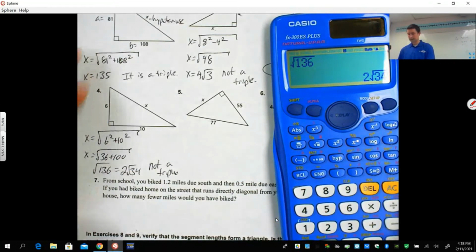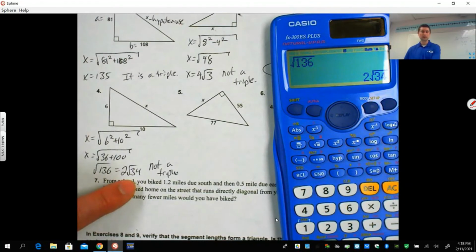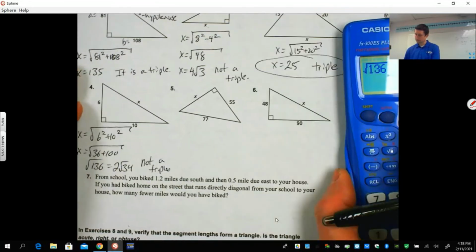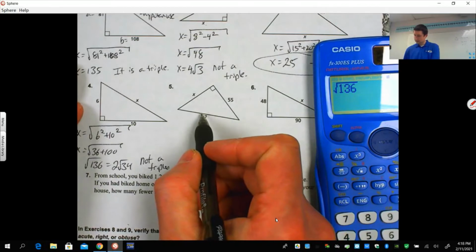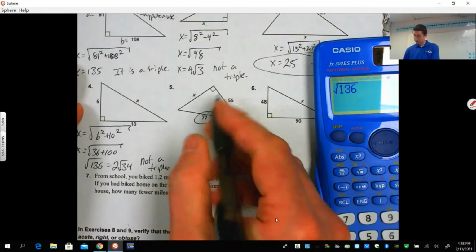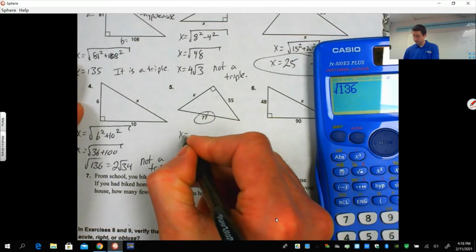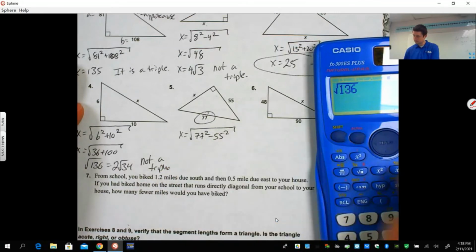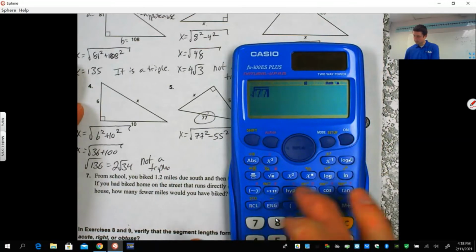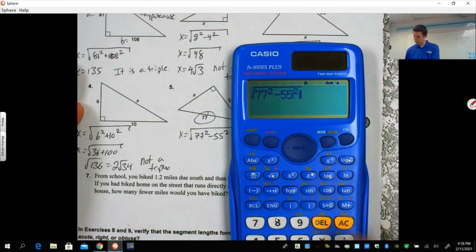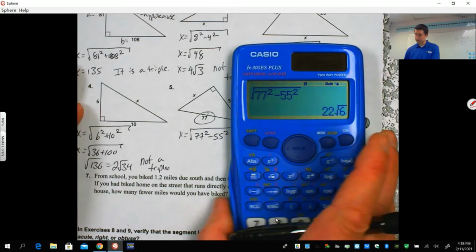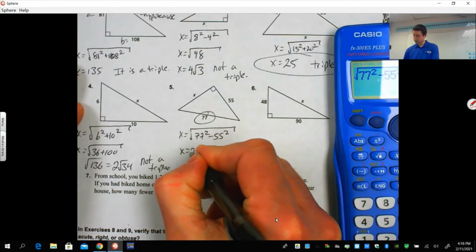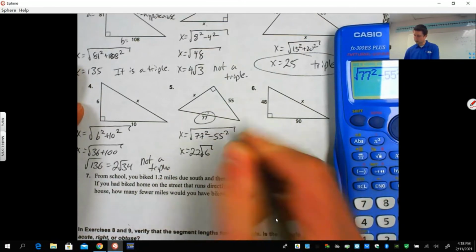Okay. But when they want exact answers, you have to put it in square root form. 77, 55, hypotenuse, long side. So x is going to equal the square root of 77 squared minus 55 squared. That gives 22 root 6. We have a square root in our answer, not a triple. So x equals 22 times the square root of 6.